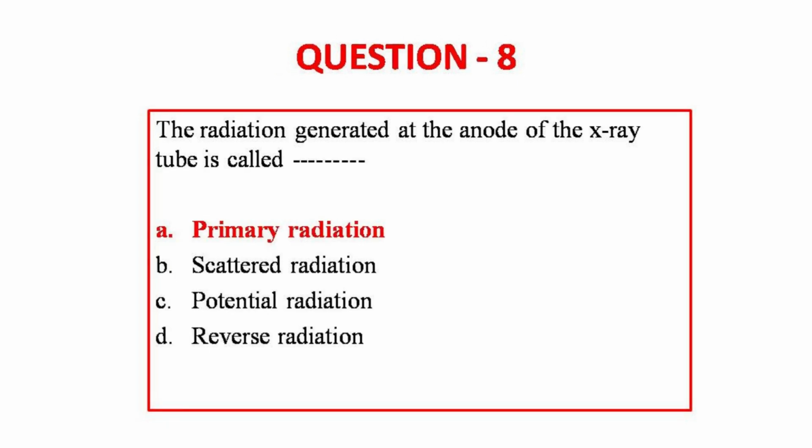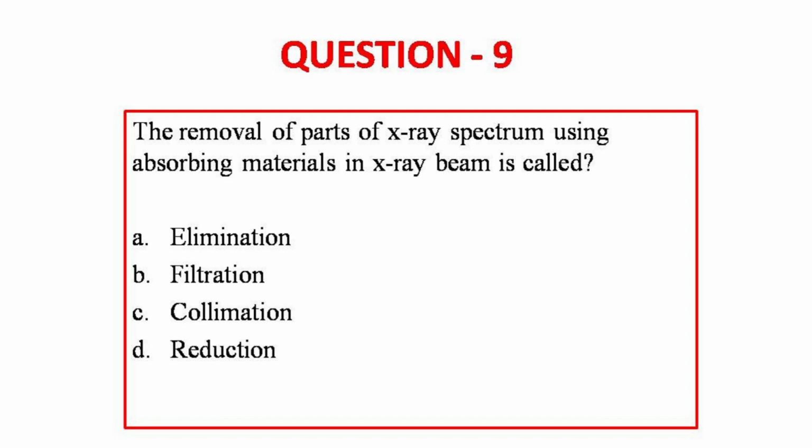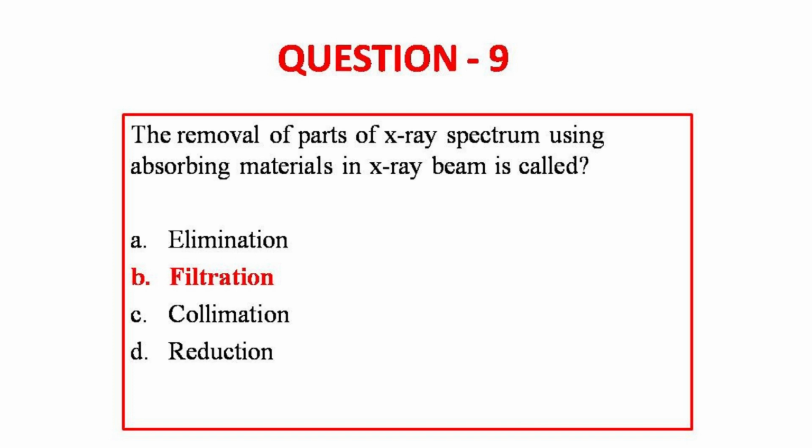So moving on to question number 9. The removal of parts of X-ray spectrum using absorbing material in X-ray beam is called, the given 4 options: elimination, filtration, collimation, and reduction. The answer is filtration.